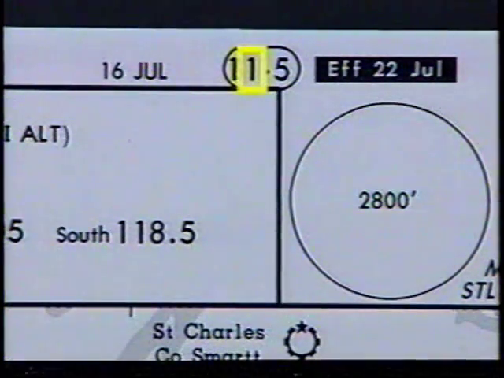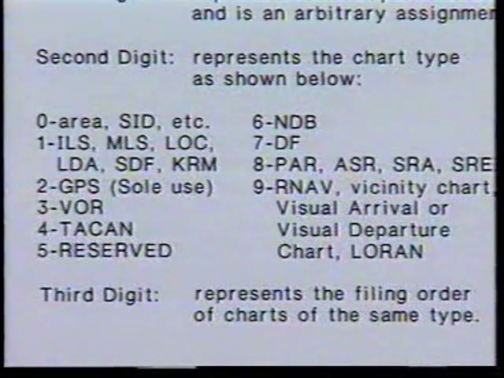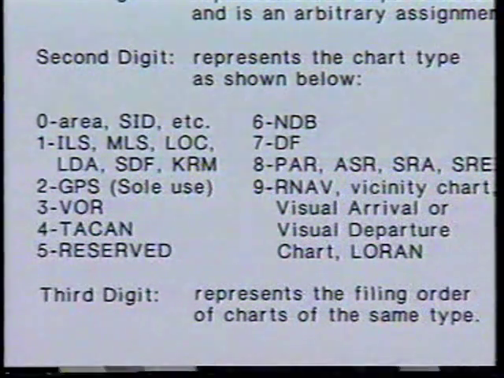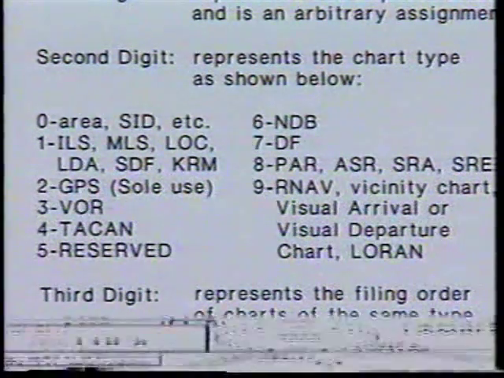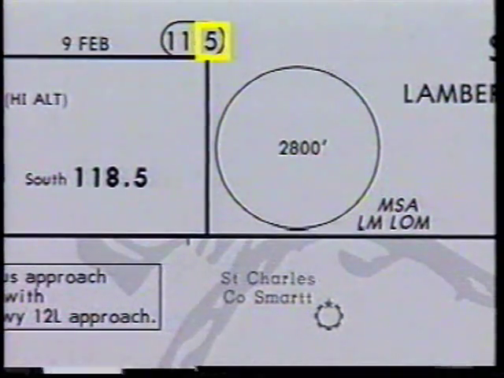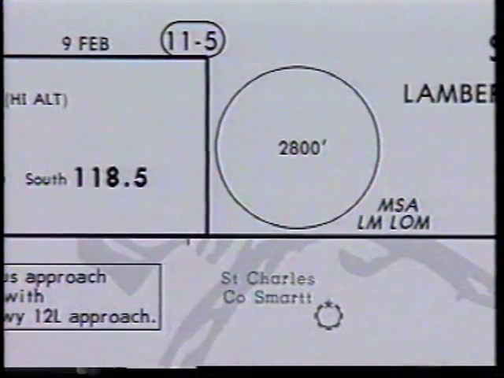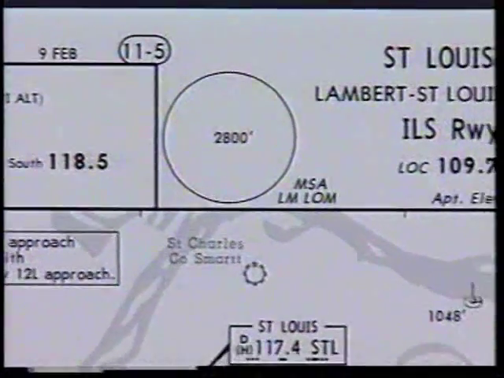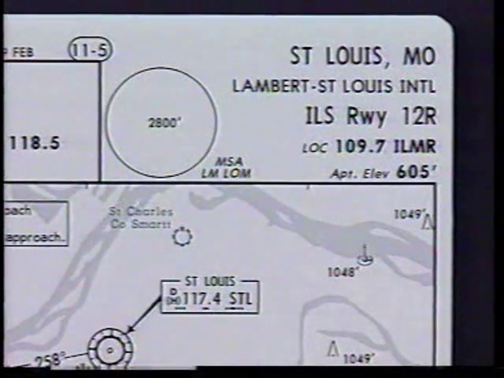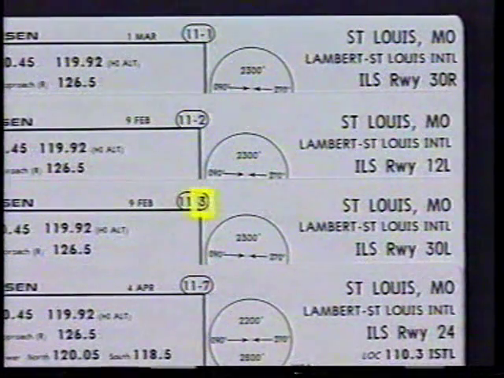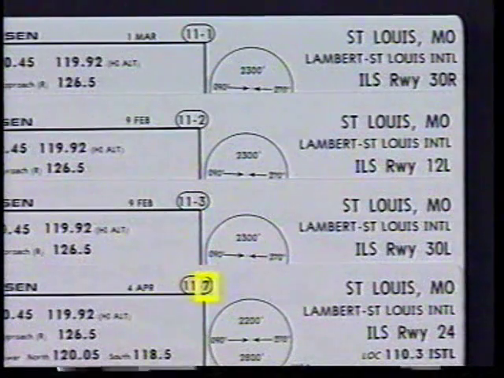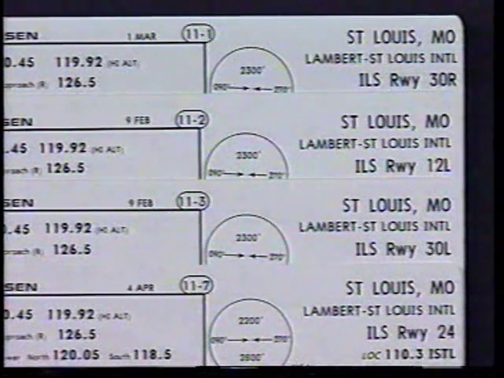The second digit indicates the chart type. The meaning of each digit can be found in the introduction section of your airway manual. You should refer to this section whenever you're in doubt about the meaning of a particular symbol. The last digit is used for filing more than one approach of the same type. For example, 11-5 is the ILS runway 12 right approach at Lambert St. Louis International Airport. 11-1, 2, 3, and 7 are other ILS approaches at St. Louis.